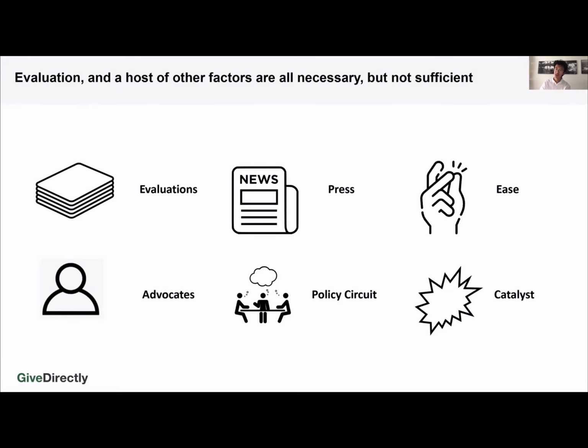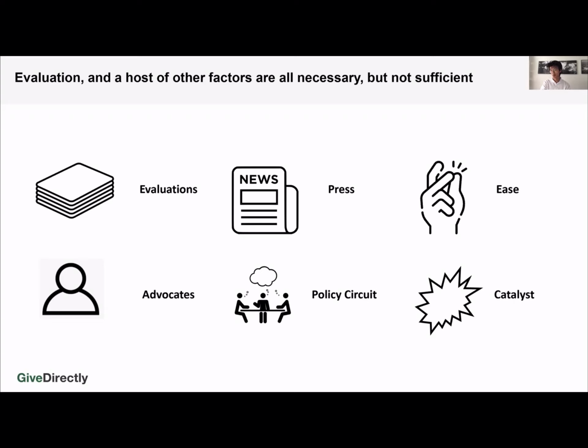The answer is, or is it because of evaluation? Our long history, our 165 studies were finally read, and people believed our work. The reality is that there were a lot of different drivers. A host of factors are necessary. They're all necessary, each individual action here.